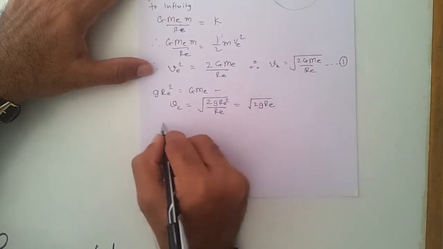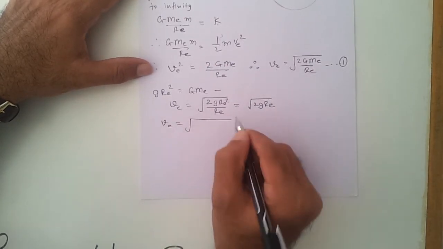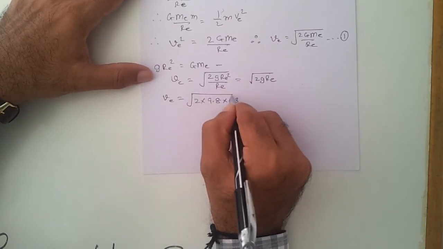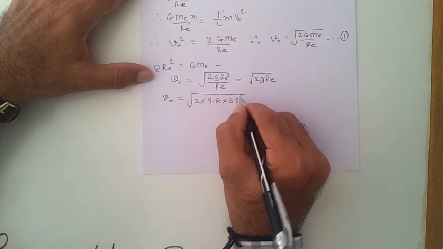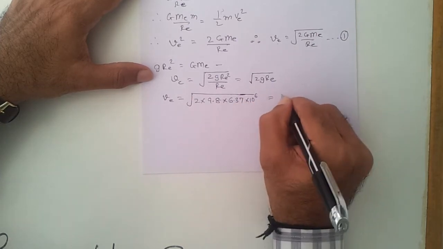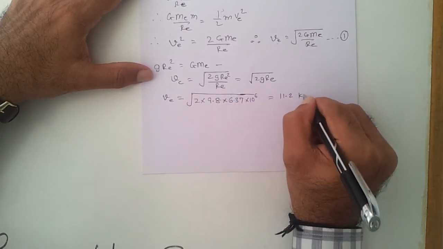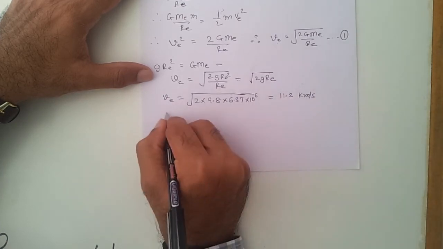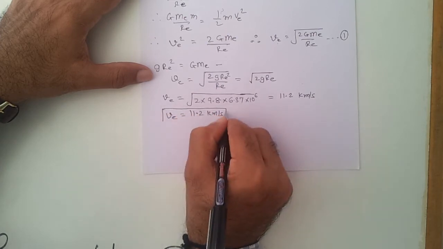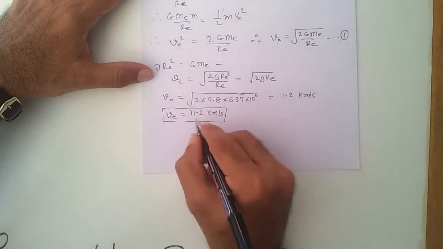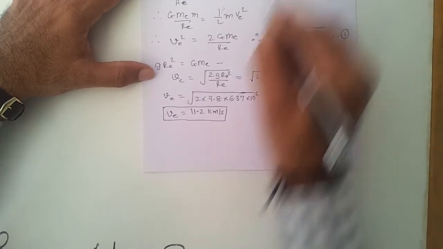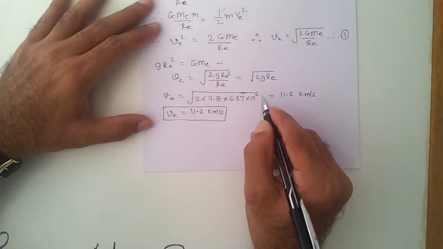Now I put these values, so I'll get ve is equal to square root of 2 into 9.8 into 6.37 into 10 raised to 6 meters. This is the radius of the Earth. If I solve it, I'll get 11.2 kilometers per second. So escape velocity is 11.2 kilometers per second. This escape velocity is for Earth, and it will be the same for all objects because it depends upon the mass and radius of the Earth. Whatever may be the mass of the object, the escape velocity will be 11.2 kilometers per second.